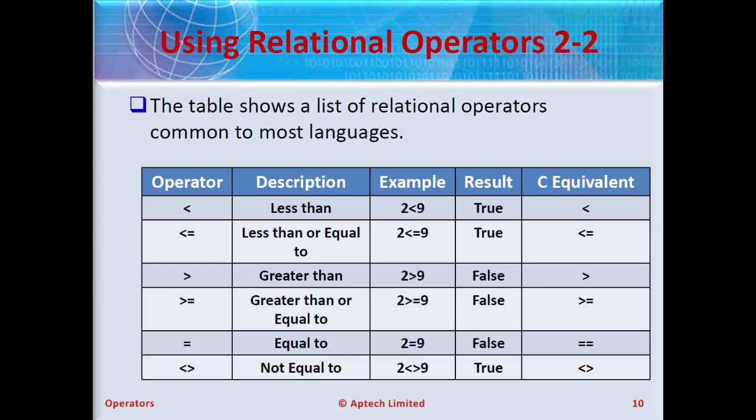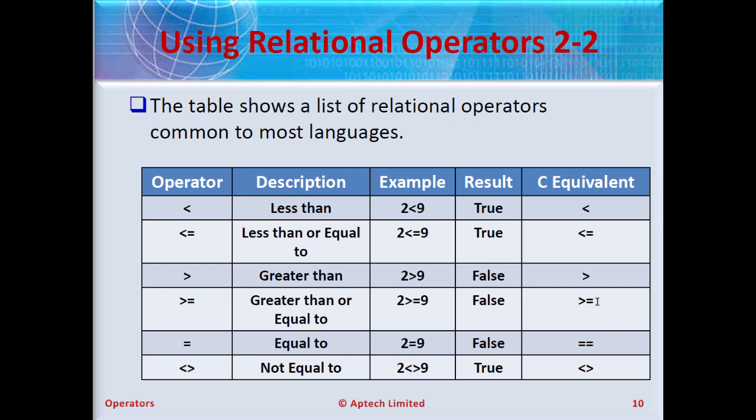We have the operator, less than, description, this is less than. Example, 2 less than 9 evaluates to true. The C equivalent is still the less than symbol. We have the less than or equal to, and description is less than or equal to. This example is given here. 2 less than 9 evaluates to true. The C equivalent is less than or equal to. Greater than, this is 2 greater than 9 evaluates to false because actually 2 is less than 9. And the C equivalent is given here. Greater than or equal to, and 2 greater than or equal to 9 is false or evaluates to false.